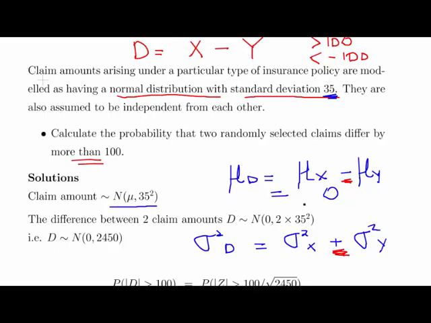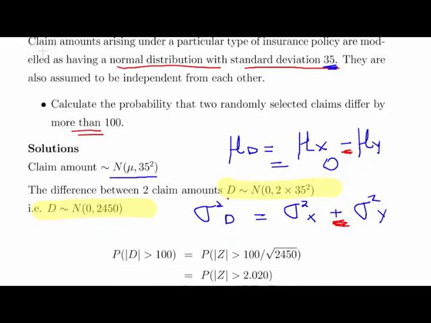Okay, so that's where we get 2 times 35 squared. So sigma x and sigma y are 35 squared each. So twice that, 35 squared plus 35 squared. So essentially this is what we end up with here. D is normally distributed with a mean of 0 and a variance of 2,450.